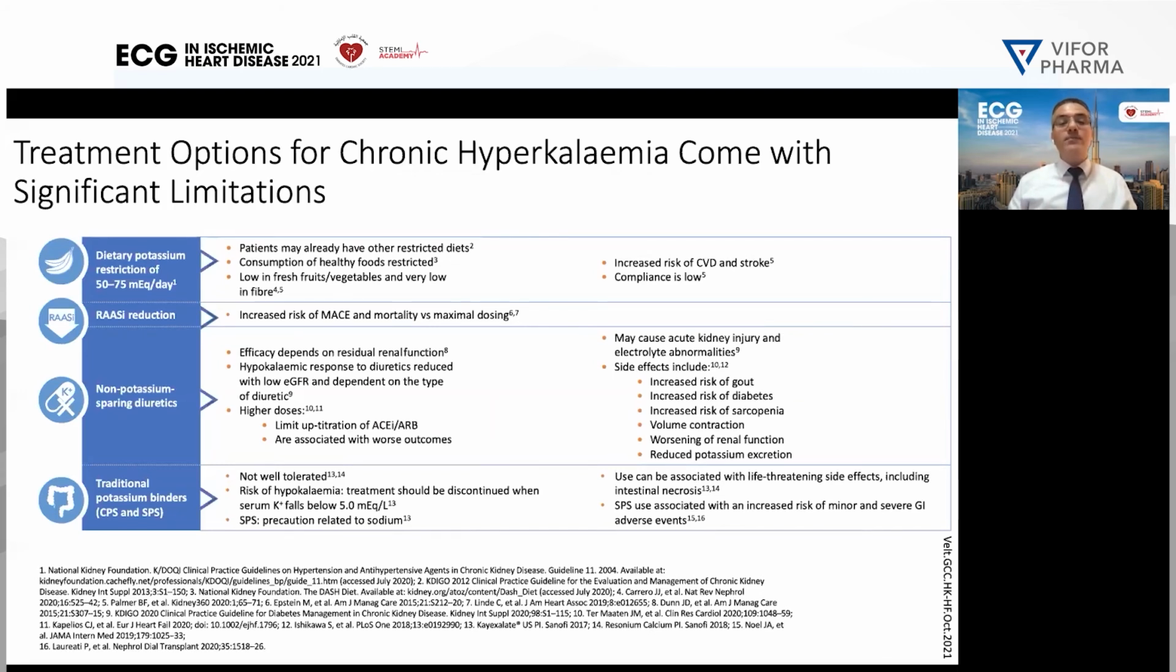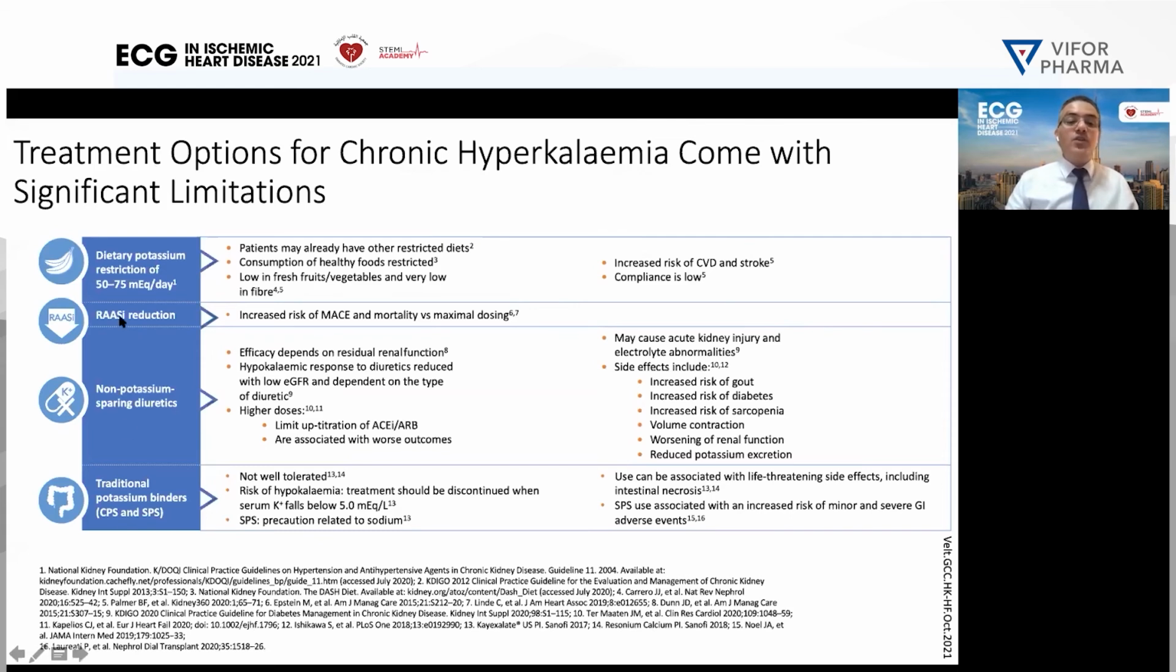And we know all these potassium containing foods are healthy food, and you are restricting healthy food. Diets low in fresh fruits, vegetables, and very low in fibers increase the risk of cardiovascular disease and stroke if you cut these healthy diets. The compliance also is low. Maybe your patient will follow your instructions for 1 month, 2 months, then he will go back to his normal habits.